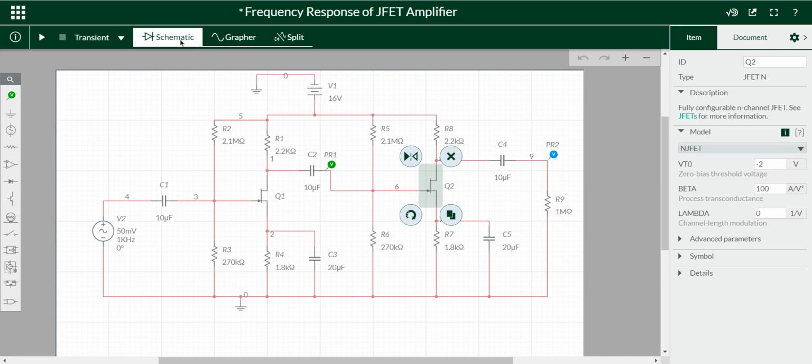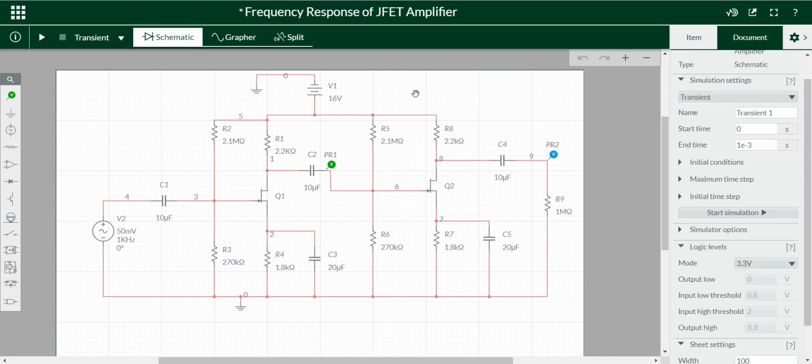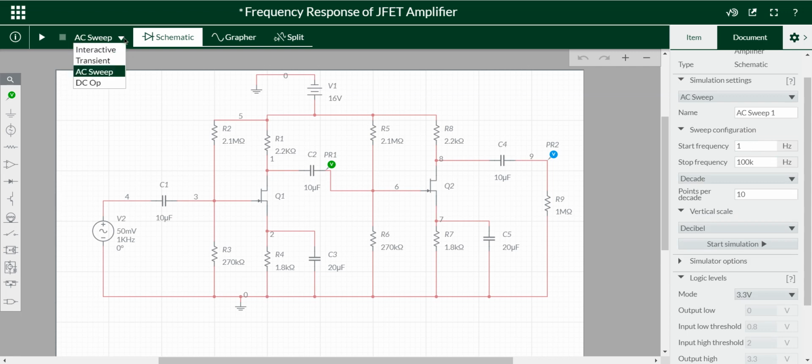Then, since we have to see the frequency response, go to the AC sweep type of simulation. We have four simulations: interactive, transient, AC sweep and DC operating. Go to AC sweep. After that, in the document, it will ask you the start frequency and the stop frequency. So take the start frequency as 1 Hz and the stop frequency as 100 kHz.